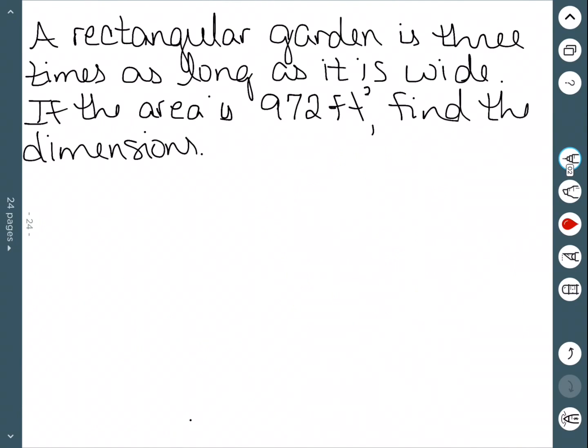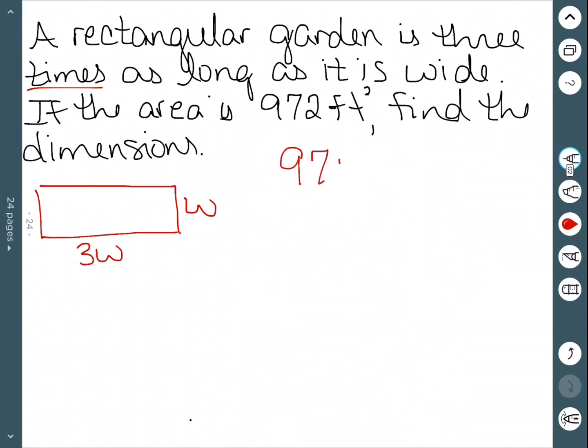This one is very similar to our last one. This time we have a rectangular garden, and it's 3 times as long as it is wide. So this time we're going to be multiplying. Once again, we'll let w be the width, and then the length will be 3w. The area is 972, which we get by multiplying our length and our width.